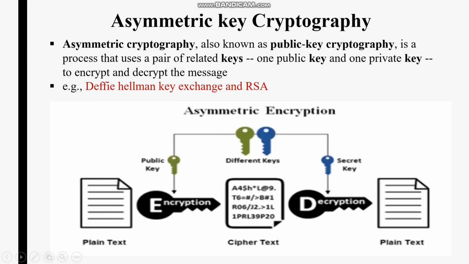So here the sender has a plain text. Before he sends the ciphertext, he first needs to perform encryption. The sender takes the plain text and uses the public key of the receiver. Now the sender uses a public key. Whose public key is it? It is the public key of the receiver. As I already told, the public key is known to everyone.